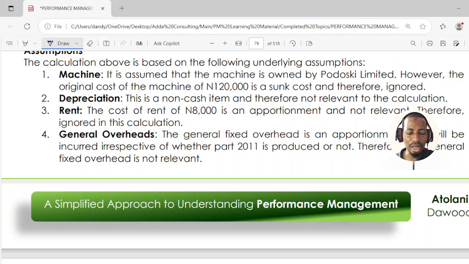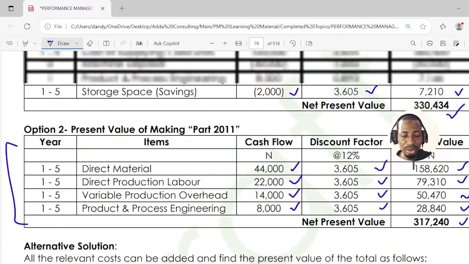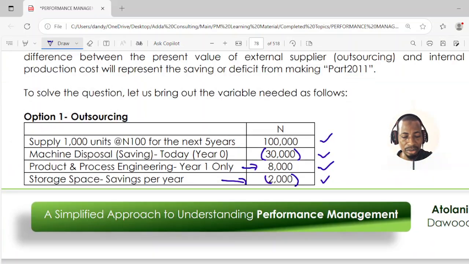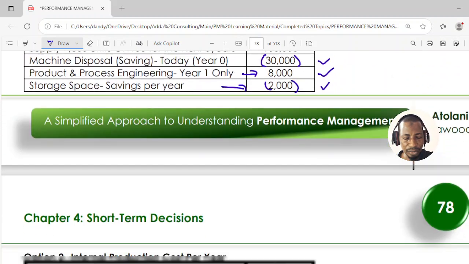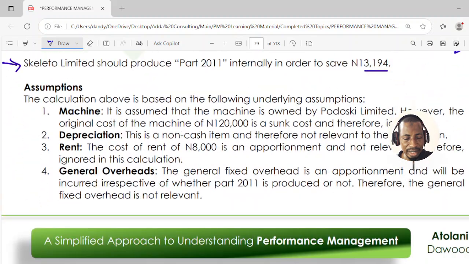Number three, we talk about the rents. In the question, the examiner told you that the rent is apportioned. Let's go back to the question where the examiner mentioned rent. Rent cost of 8,000 naira are apportioned. Any apportionment is an irrelevant cost. Any apportionment is not relevant, so you ignore it. And that's what I stated here, that the rent of 8,000 naira is an apportionment and not relevant. Therefore, ignore it in this calculation.